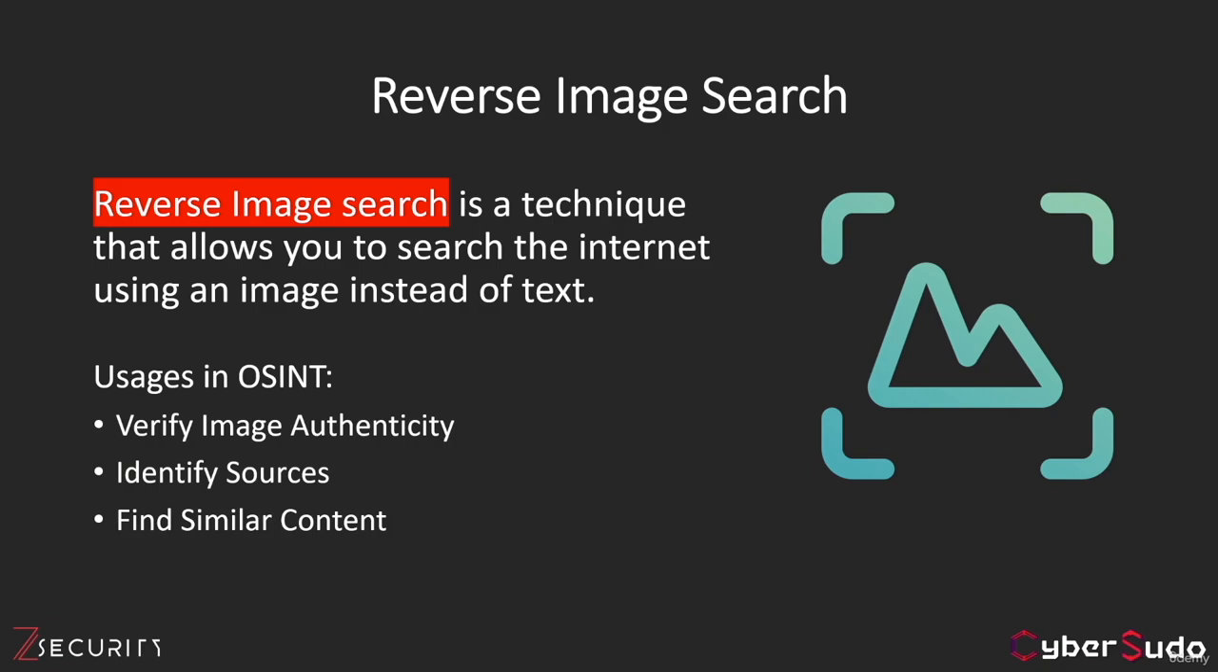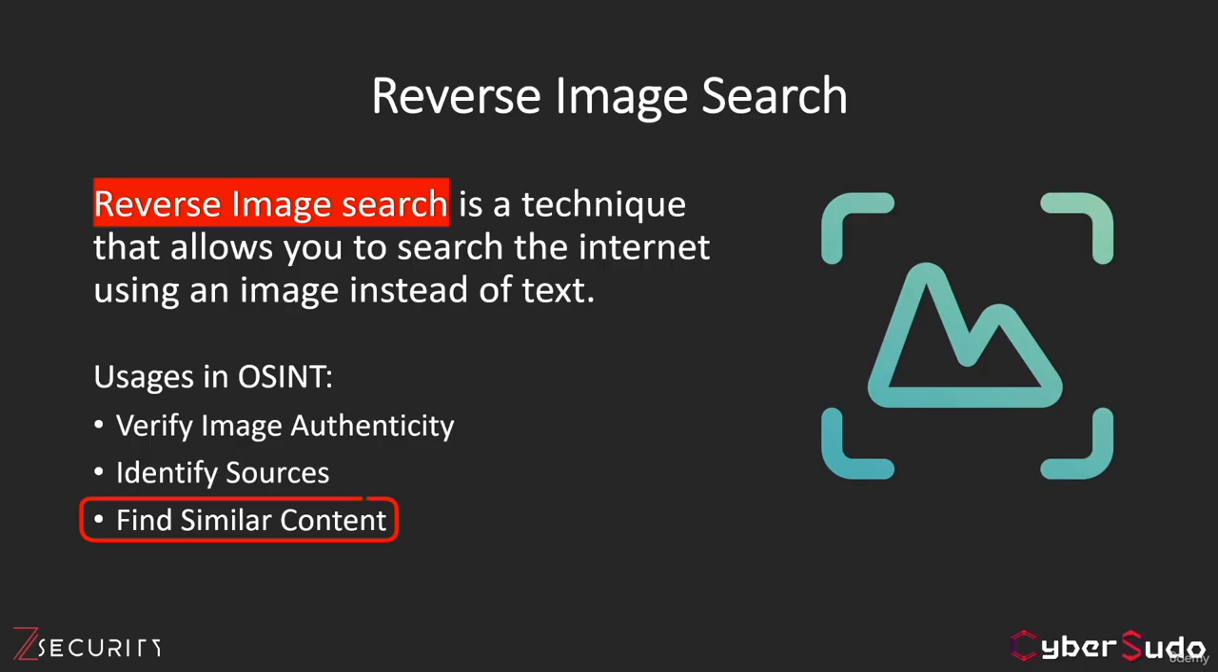But with reverse image search, you don't need to specify any search operators. The only thing that you need to do is upload a picture or an image, and then the search engine will look for patterns, colors, shapes, and other features within the image to identify potential matches. This has multiple uses in OSINT. For example, you can use it to verify an image's authenticity by checking whether it has been manipulated or used in different contexts. You can also identify where a picture has been posted or uploaded on the internet.